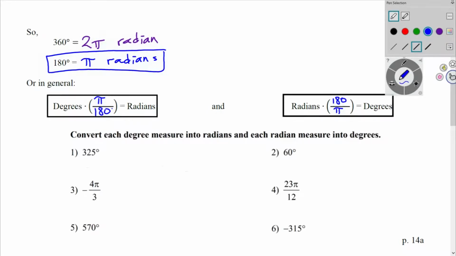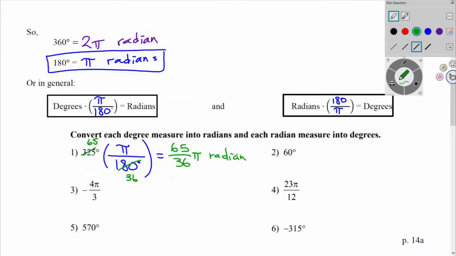We'll convert each degree measure into radians and each radian measure into degrees. In number 1, we have 325 degrees. So I'll put what I have in the denominator, 180 degrees, and what I want in the numerator, pi radians, and I'll multiply. I'll do this in terms of pi. 325 and 180 have 5 go into both of them, and I get 65 and 36. So I get 65 over 36 pi radians.